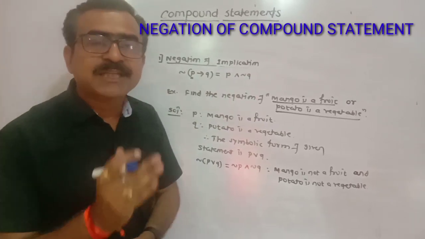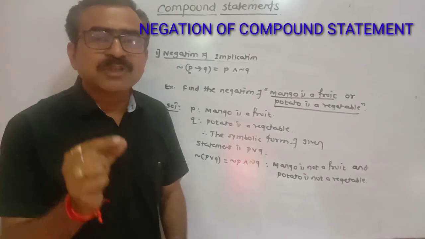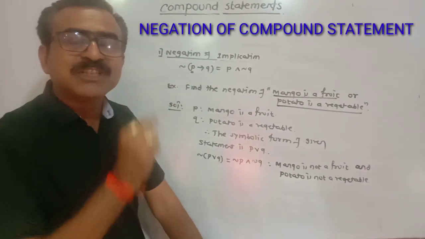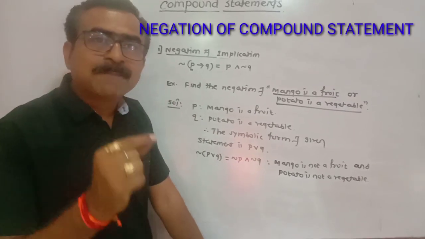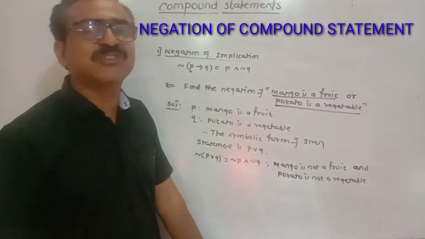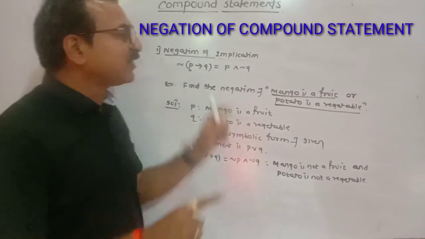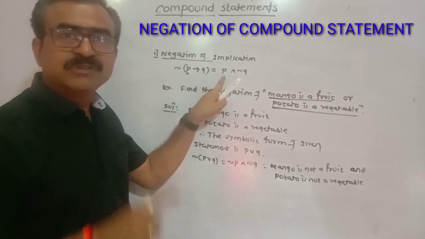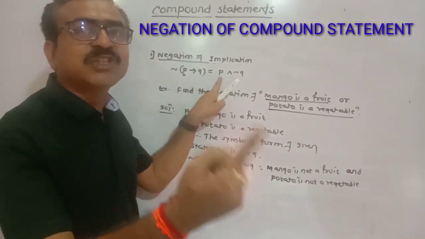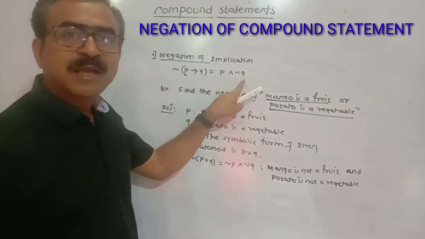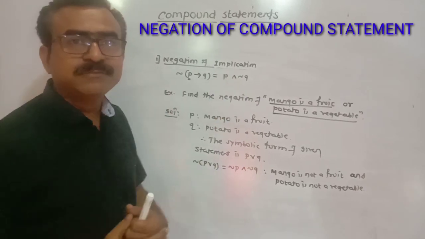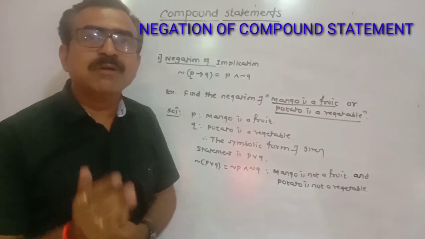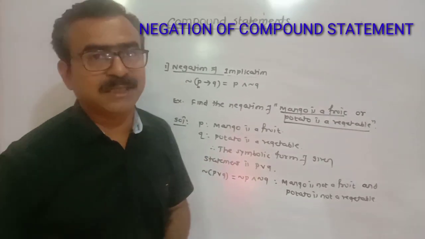Understood? Let me repeat once again. Suppose you are given one implication statement and you have to perform its negation. While performing the negation of an implication statement, keep the first statement as it is. Then perform the negation of the second statement and replace this implication symbol by and. Understood? Now let us take one example for better clarity.